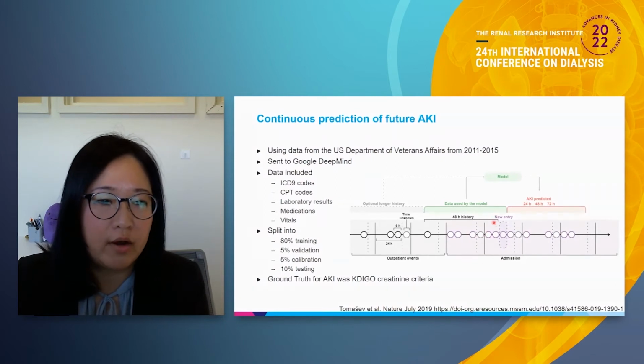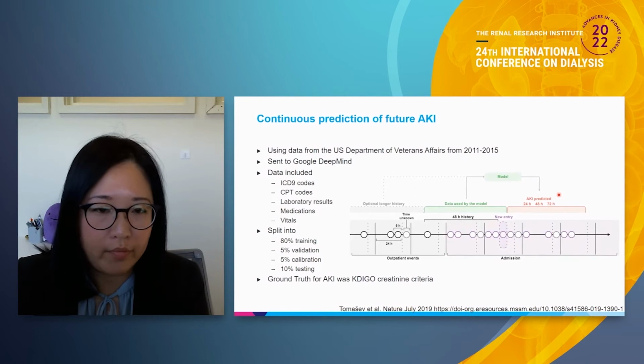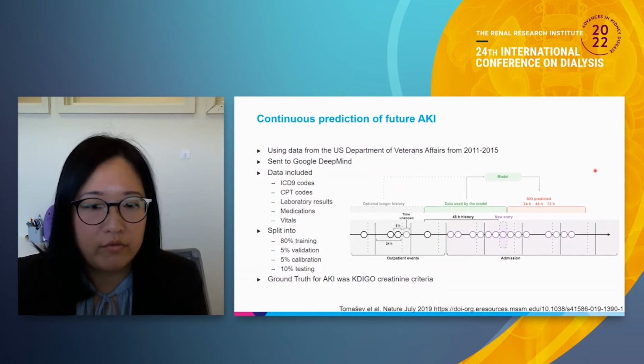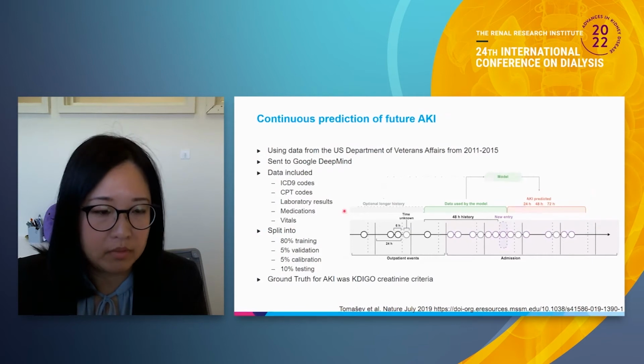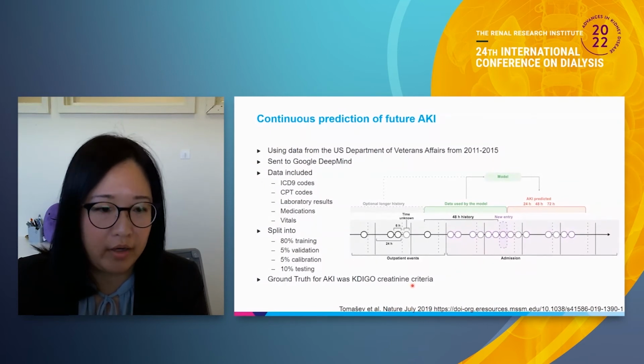Features from 48 hours prior to when the model is triggered were then used to train the model, and the model was asked to predict whether or not the patient would have AKI in the future at 24, 48, 72, and other timeframes. All of this data was split into training, validation, calibrating, and testing sets, and they defined AKI using the KDIGO creatinine criteria.